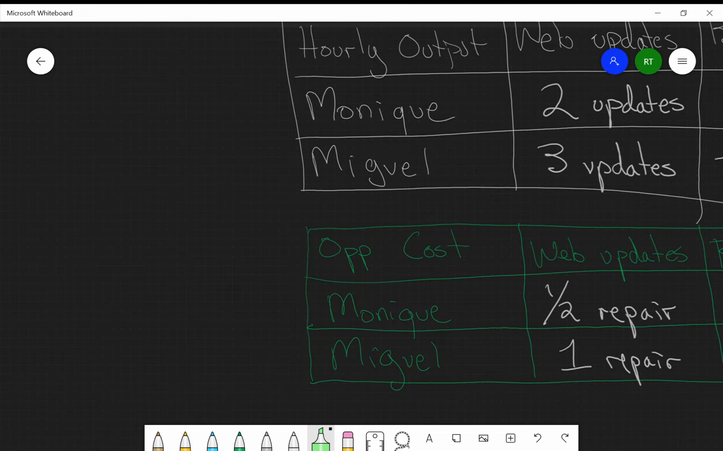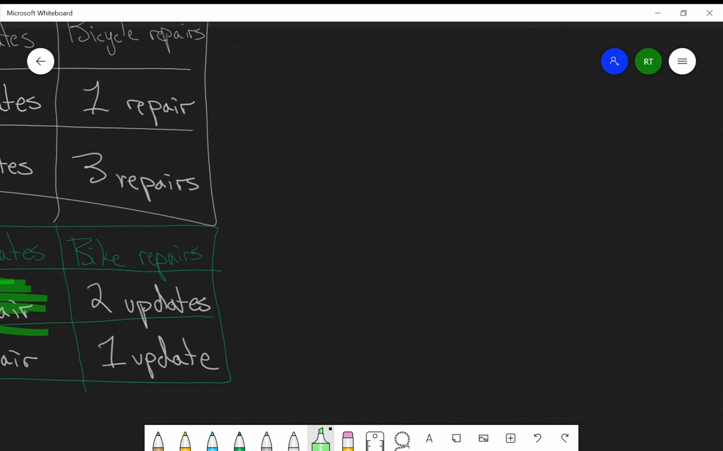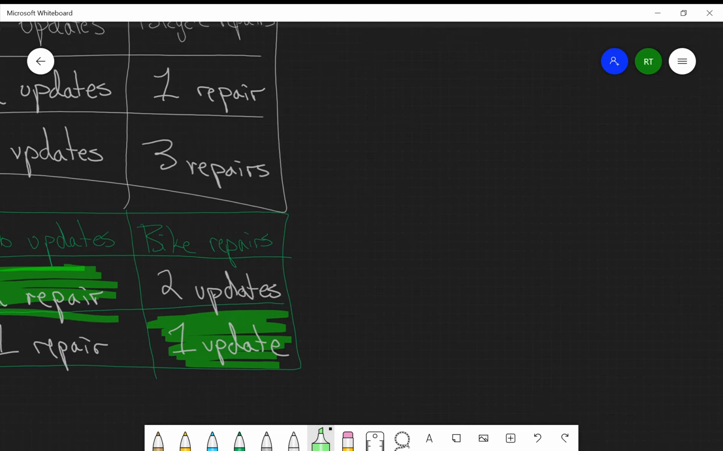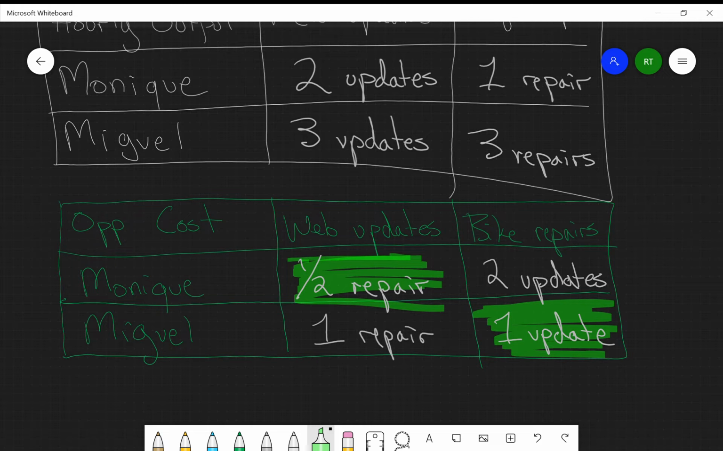Figuring out who has our comparative advantage requires that we look at each one separately, right? We look at this first one and say, okay, who has the lower opportunity cost? Monique does. So Monique has the comparative advantage in web updates. And then we ask the same kind of question in terms of bike repairs. Who has the comparative advantage in bike repairs? What's the lower opportunity cost? It's going to be Miguel, right? Miguel's giving up 1 update for every bike repair compared to Monique, who's giving up 2 updates. So we would have Monique specialize in web updates and Miguel specialize in bicycle repairs.